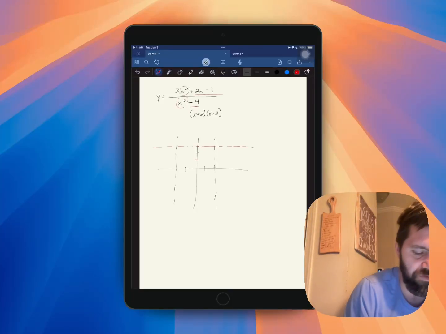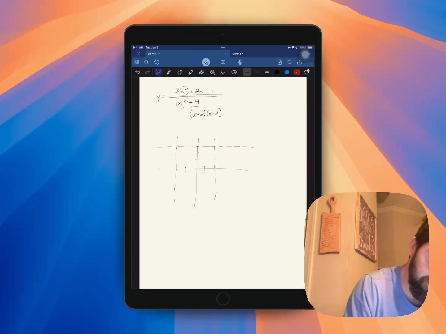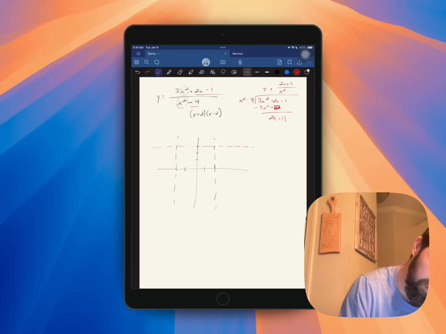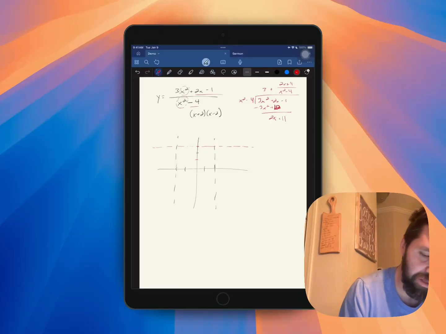Another way you could look at this is if you do division, you'll see that it'll come out to basically that, right? So if you did 3x squared plus 2x minus 1 divided by x squared minus 4, that's going to go into that 3 times: 3x squared minus 12, so minus, plus. So you're going to get 2x plus 11 over x squared minus 4. So you can see how this is going to ultimately go to 0 over time. This guy is going to get smaller and smaller over time, and then that guy's just going to stay the same. So that's how this becomes a horizontal asymptote.